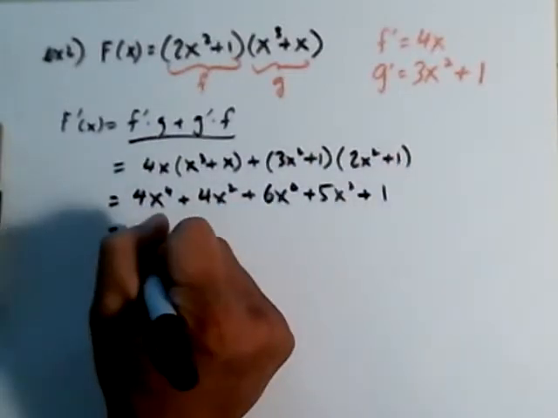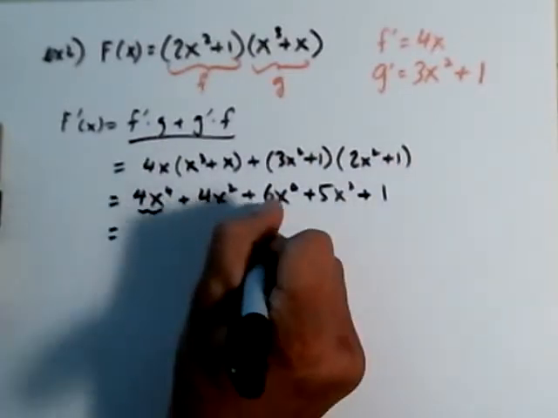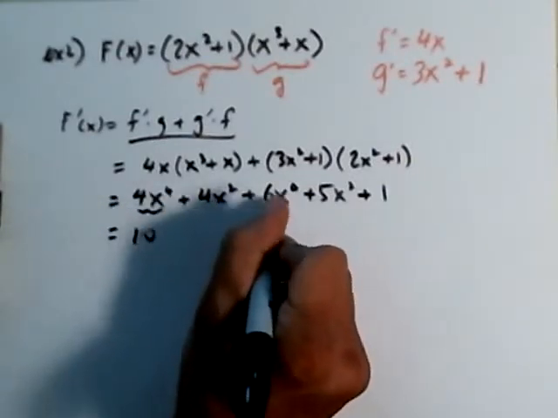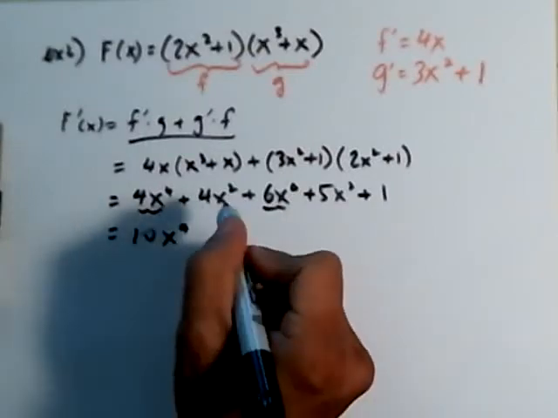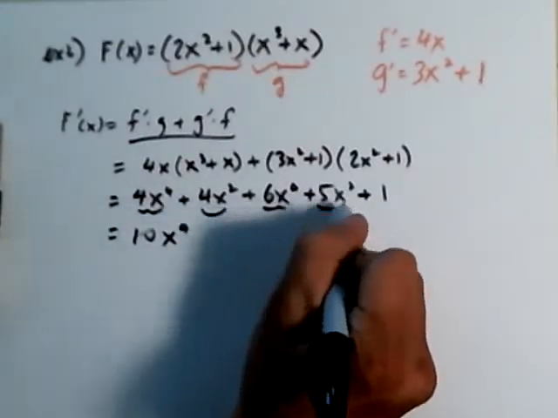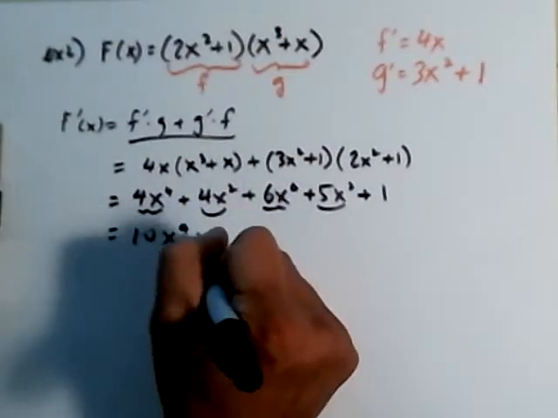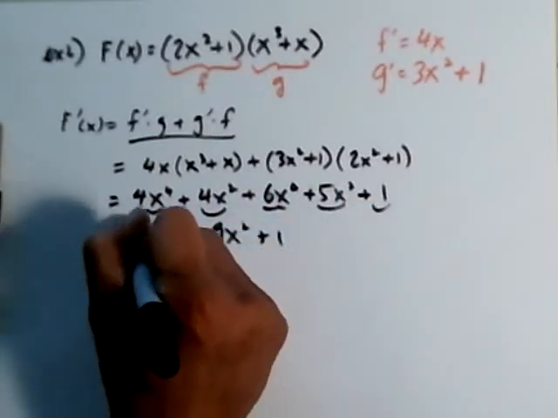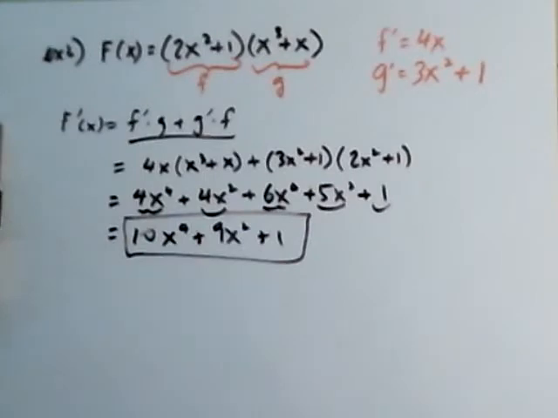I'm going to simplify that a little bit further. Add like terms. 4x to the fourth plus 6x to the fourth is 10x to the fourth. You have a couple of x squares here. 4x squared plus 5x squared is 9x squared, and of course plus 1. That's it, and that should be enough to get you started.